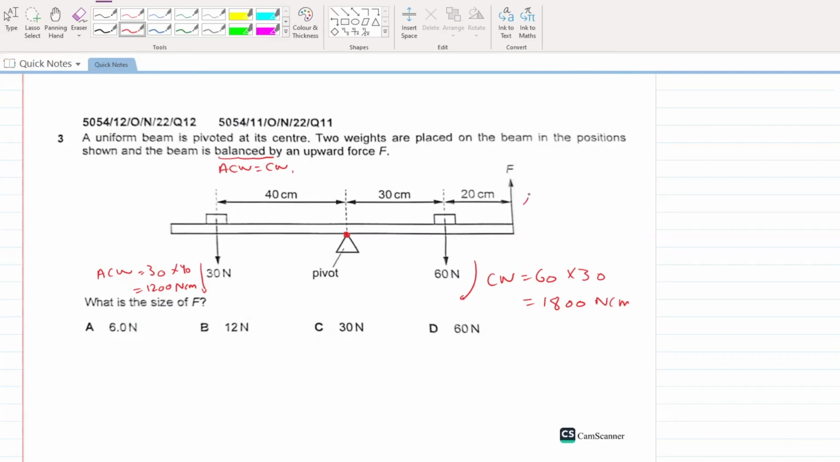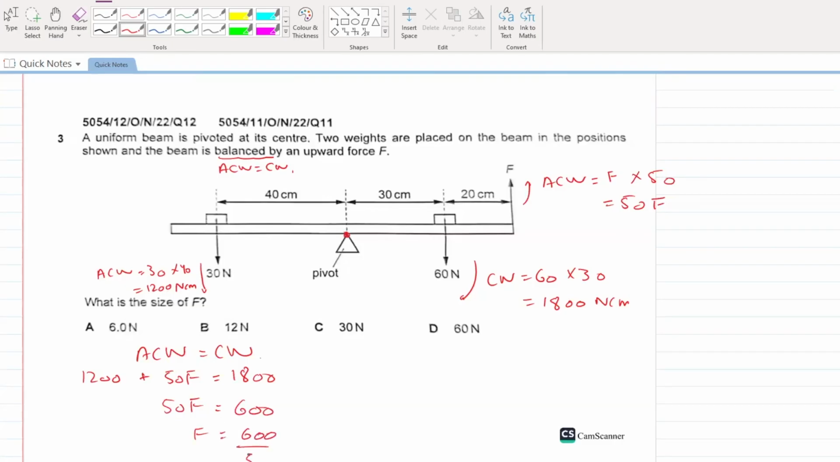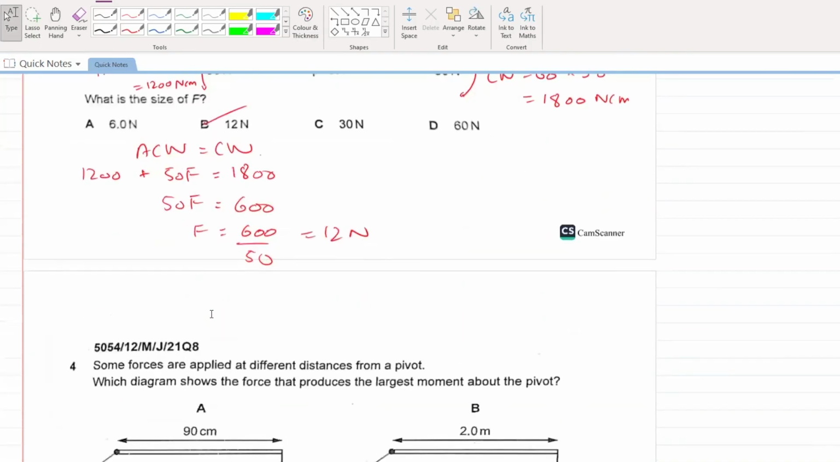This force F will cause a moment in which direction? In the anti-clockwise direction as well. That is equal to F multiplied by the distance from the pivot, that is 50. That equals 50F. We know that anti-clockwise moments will be equal to clockwise moments. What are anti-clockwise moments? 1200 plus 50F. Clockwise moment is 1800. Bring 1200 to the other side. 50F is equal to 600. F is equal to 600 over 50, which is 12 Newton. B is your answer. Simple as that. Let's further move ahead.